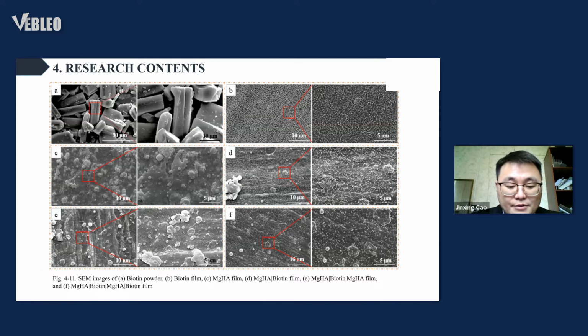Figure 4-11 shows SEM images of different films. It can be seen from Figure 4-11A that biotin powder appears as a rod-like shape with a diameter of 7 to 10 microns. However, in Figure 4-11B, the morphology of the biotin deposited on the surface of the titanium substrate by LEBD had changed significantly, and the biotin film presented a petal-like structure uniformly covering the surface of the titanium substrate.